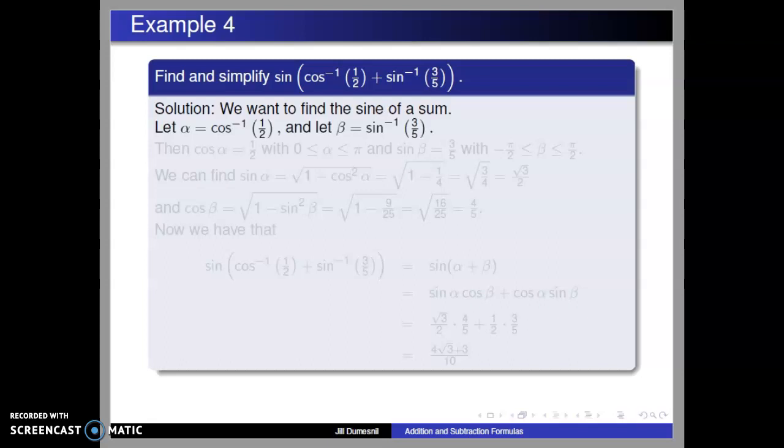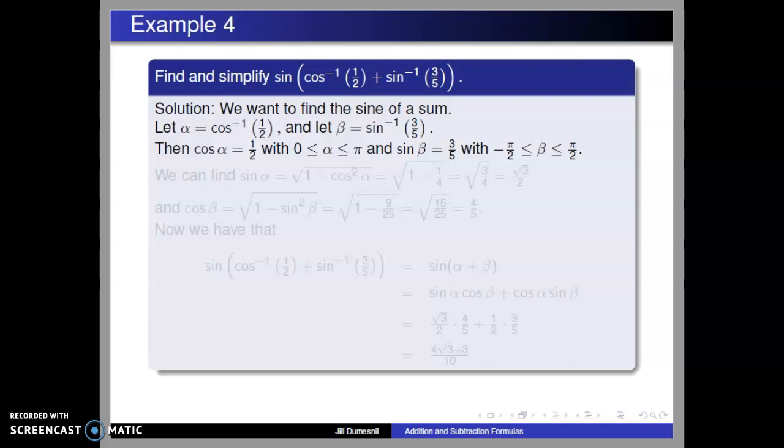Let's simplify the summands by calling them alpha and beta. In particular, let alpha equal the inverse cosine of a half, and let beta equal the inverse sine of 3/5. Then cosine of alpha is a half with alpha between 0 and pi, and sine of beta is 3/5 with beta between negative pi over 2 and pi over 2.